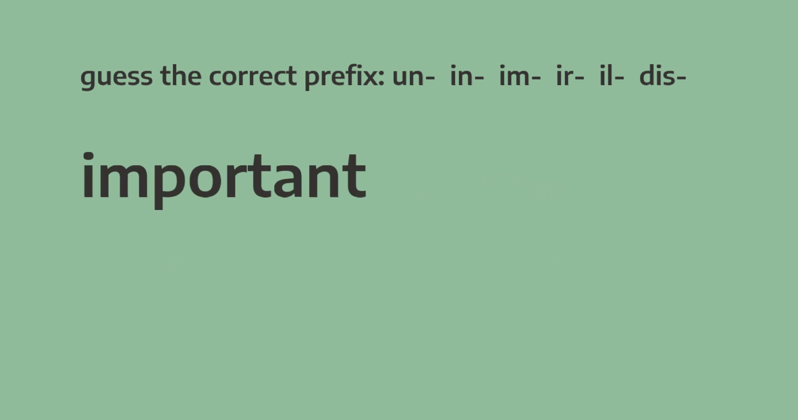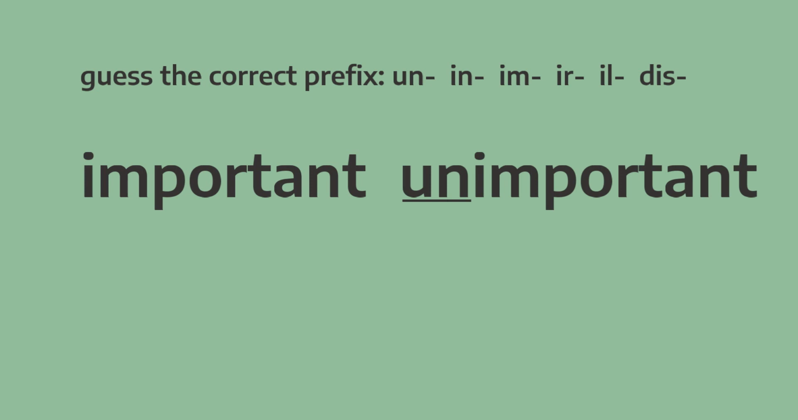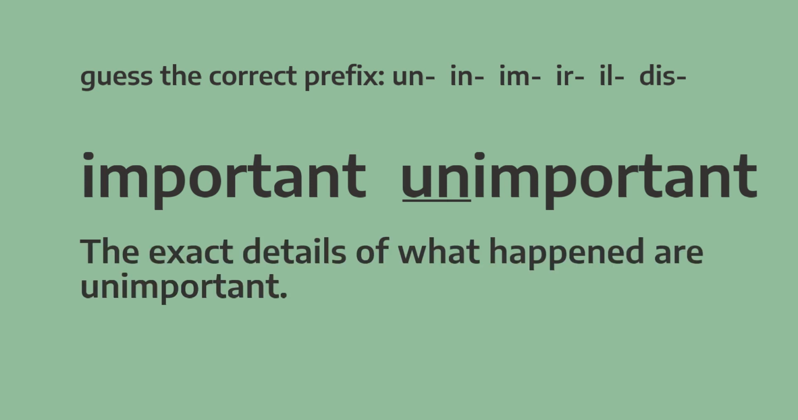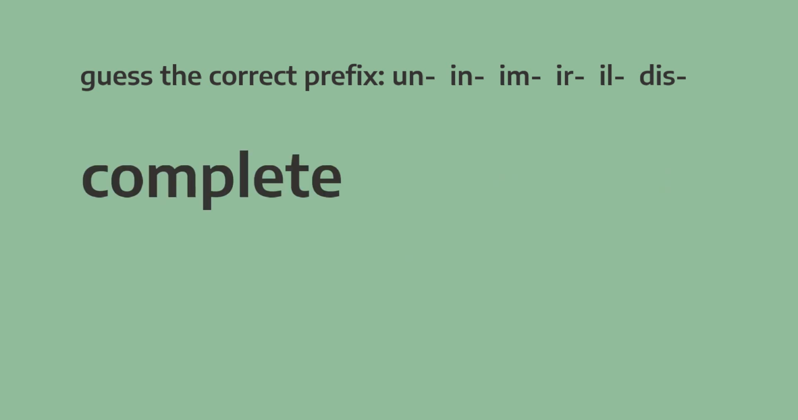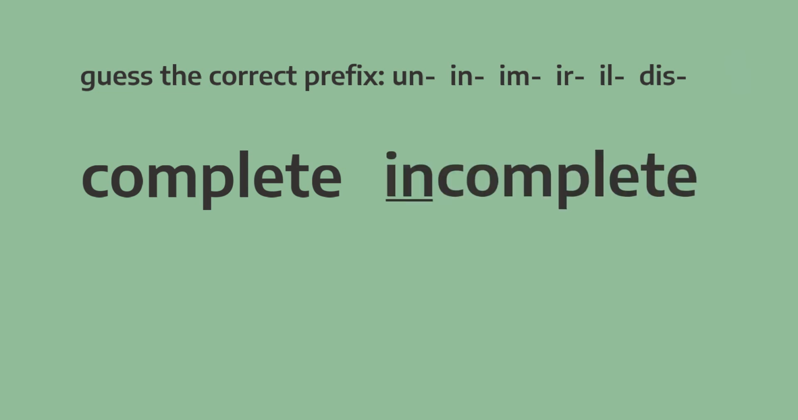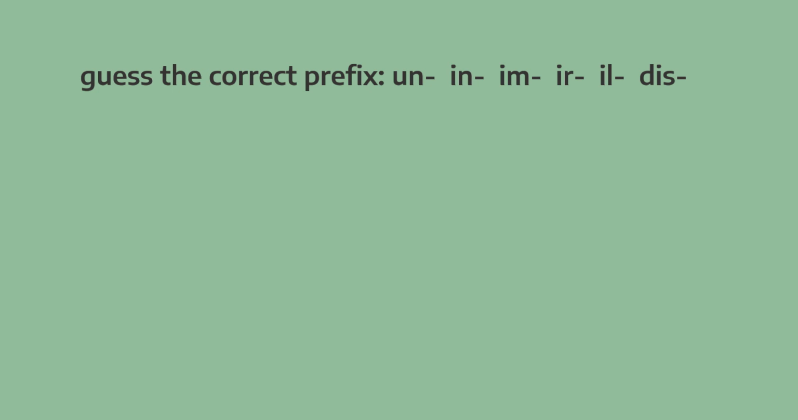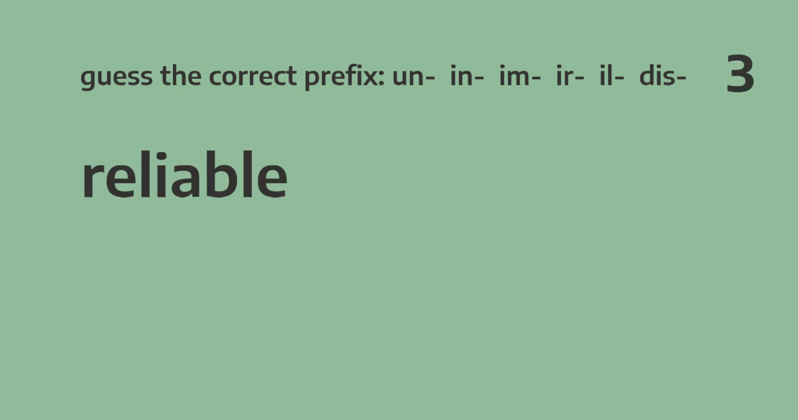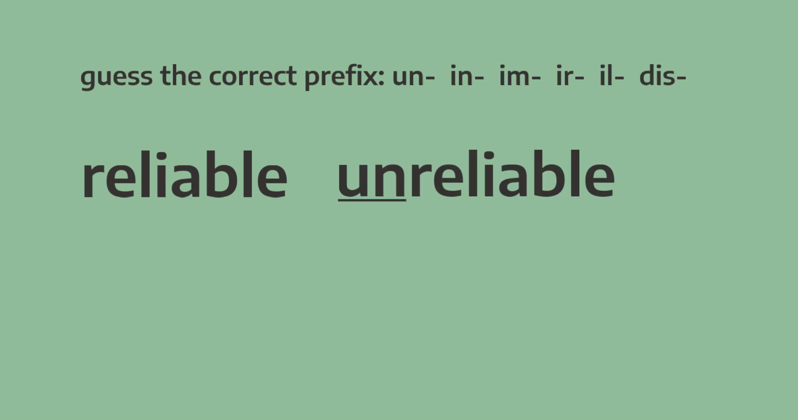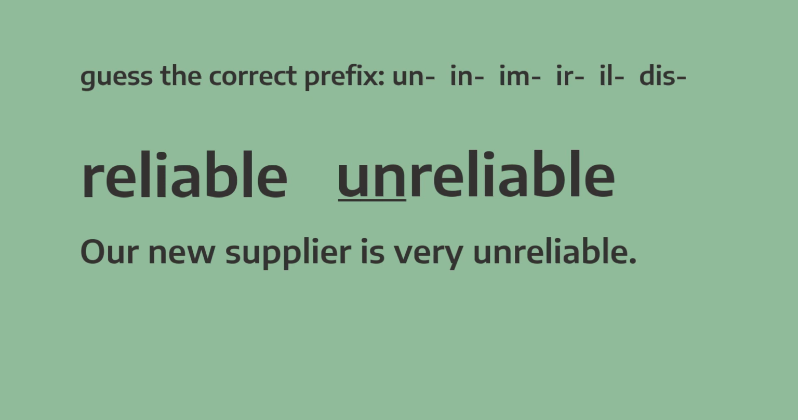Next word. Important. Unimportant. The exact details of what happened are unimportant. Next word. Complete. Incomplete. They haven't given us all the details. The application is incomplete. Next word. Reliable. Unreliable. Our new supplier is very unreliable.